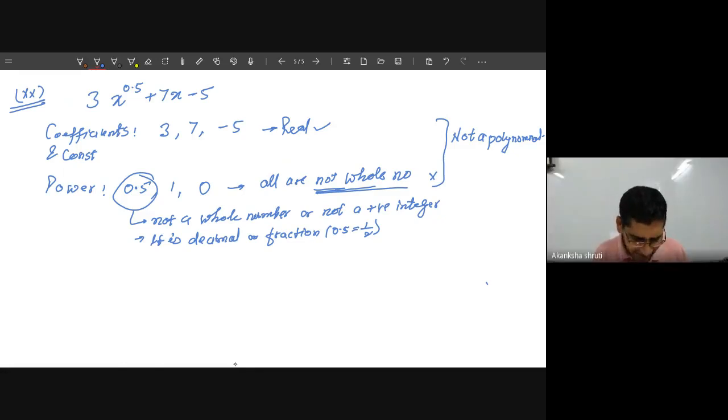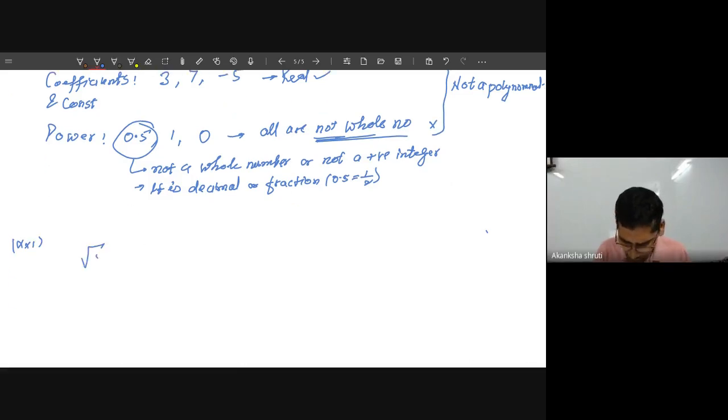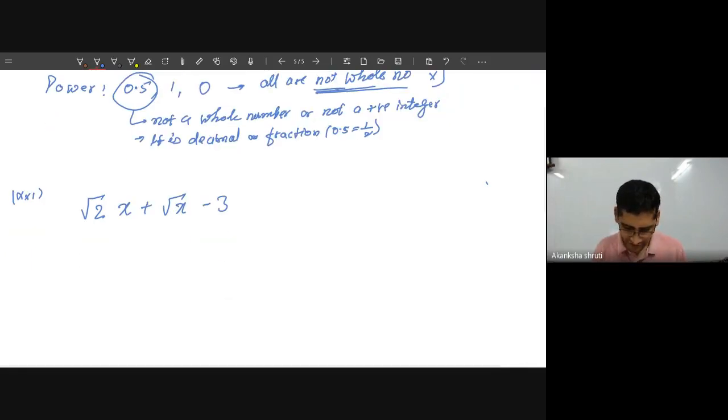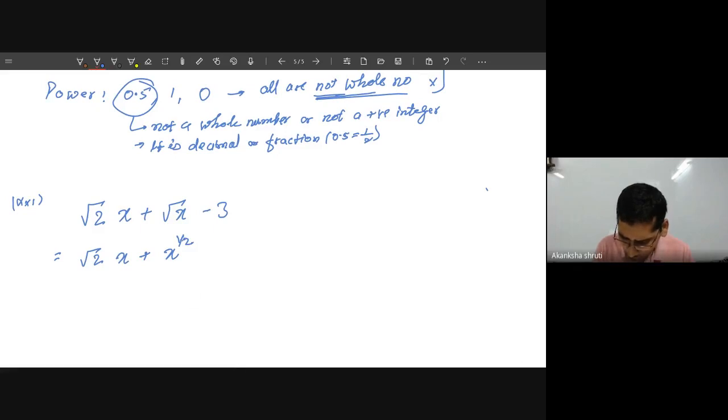Student, let me take another one. Say we have to take root of 2x plus under root of x minus 3. You have to think for this one. So what are the coefficients? For this you have to understand what is root of x. Root of x means it is root 2x plus x to the power how much? 1/2, student, 1/2. Just recall your previous concepts of chapter 1. So I can write this in terms of x to the power 1/2.